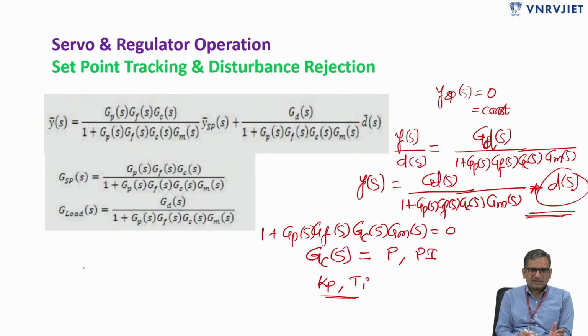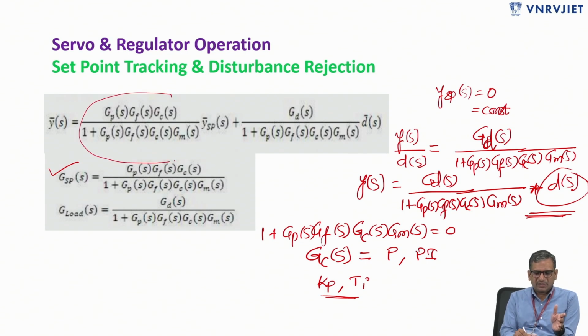As long as the set point is constant, we want the output to also remain constant. So the performance of the controller for set point tracking as well as disturbance rejection mainly depends on what type of controller we have selected as well as the controller parameters. Now if you write the set point tracking part, there is the gain of the set point element. We can consider Gsp for this entire part.